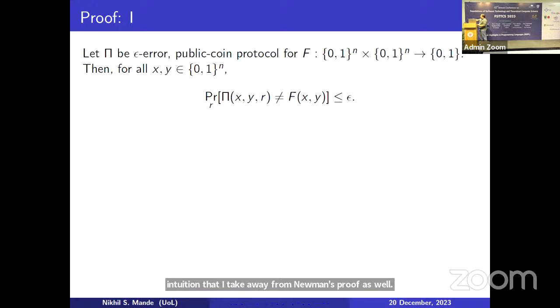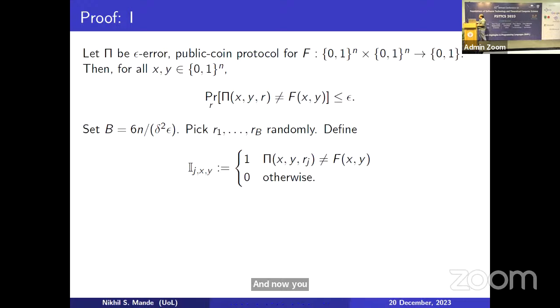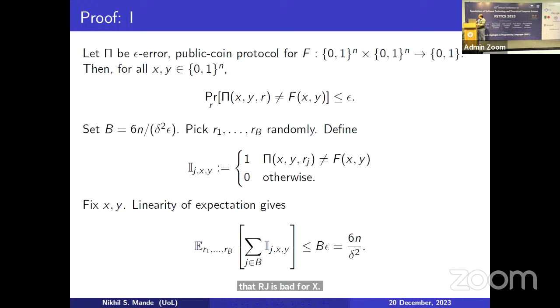Sample a few random strings from the same distribution as R. And now you would expect that each of, okay, so maybe I will do the proof a little bit. So define this indicator function parameterized by J, X, Y. This is basically telling you, is the jth random string RJ here bad for X, comma Y? In the sense, if your protocol had randomness RJ, so I'm assuming here that all of the randomness is sampled in the beginning of the protocol, and then it becomes a deterministic protocol. So this tells you the probability, in other words, that RJ is bad for X, comma Y. So you would expect that for a fixed XY, an epsilon fraction of these RJs are bad. That's because we've assumed we started with the epsilon error protocol to begin with.